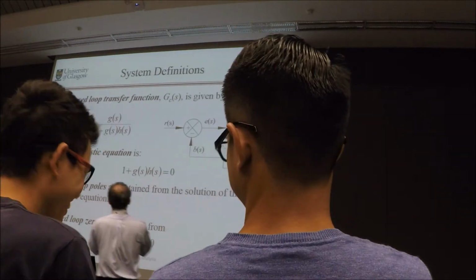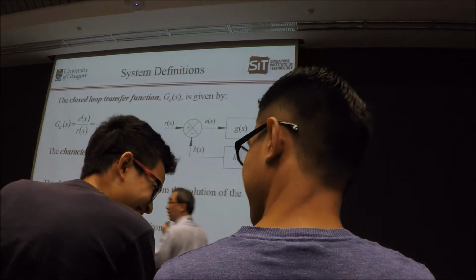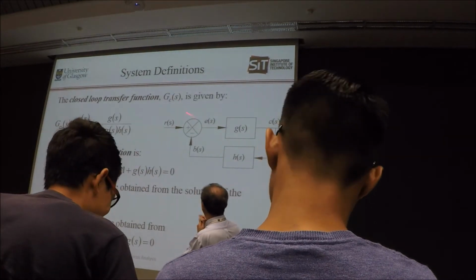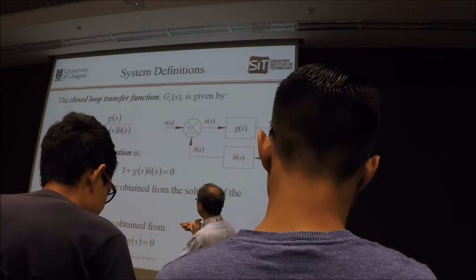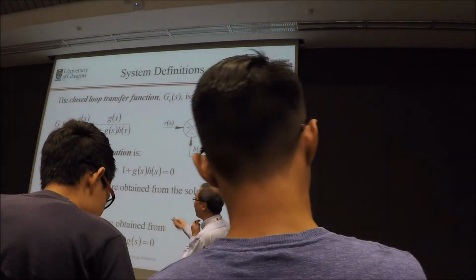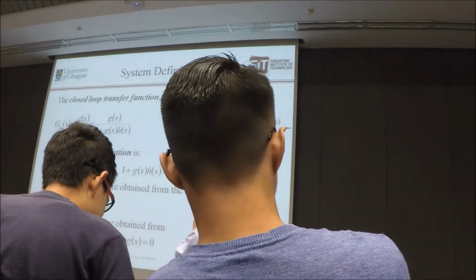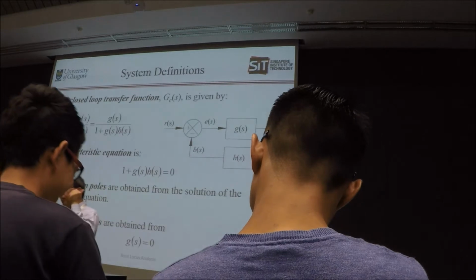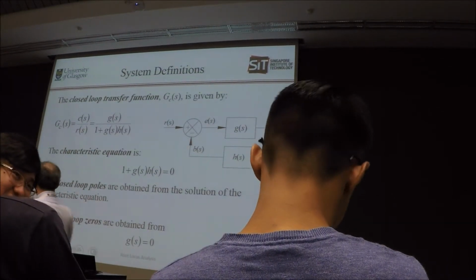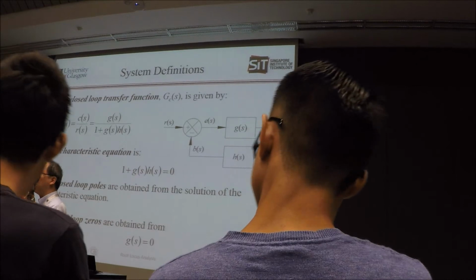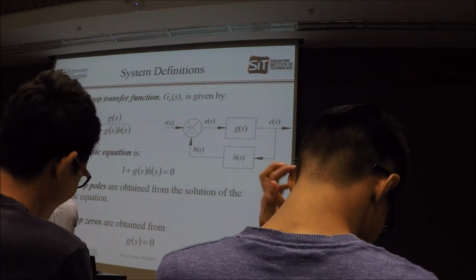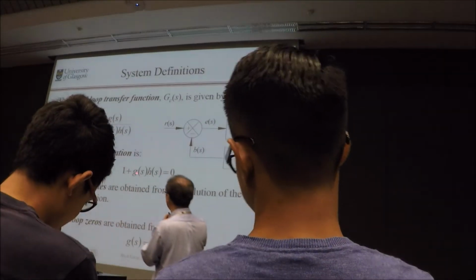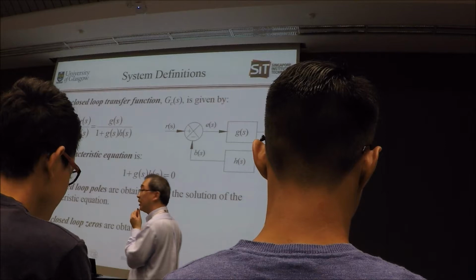Now coming back to this closed loop system again, a bit of the system definition. This is your closed loop transfer function, GC(s), which is equal to C(s) divided by R(s), based on your G(s) and your H(s). G(s) is the forward loop block, H(s) is the feedback loop block. When you work it out, what will be your characteristic equation? 1 plus G(s)H(s) equal to 0. So the characteristic equation is governed by 1 plus G(s)H(s) equal to 0.